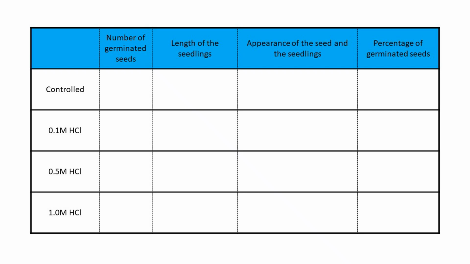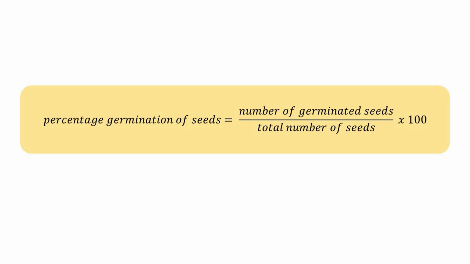For this experiment, we will need the following data: the number of germinated seeds, the length of the seedlings, the appearance of the seed and the seedlings, and the percentage of germinated seeds. We will get it for the control, for the 0.1 molar HCl, 0.5 molar HCl, and for the 1 molar HCl. To get the percentage germination of seeds, the number of germinated seeds is divided by the total number of seeds, multiplied by 100.